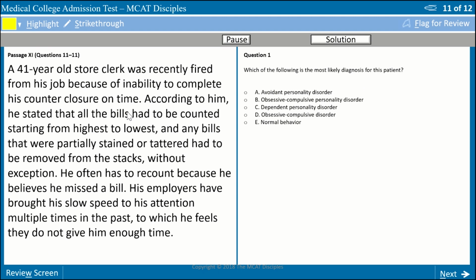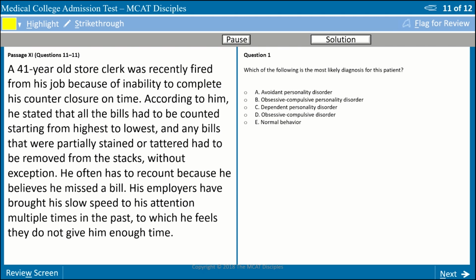Another example. A 41-year-old store clerk was recently fired from his job because of inability to complete his counter closure on time. According to him, all the bills had to be counted starting from highest to lowest, and any bills that were partially stained or tattered had to be removed from the stacks without exception. He often has to recount because he believes he missed a bill. His employers have brought his slow speed to his attention multiple times in the past, to which he feels they do not give him enough time.